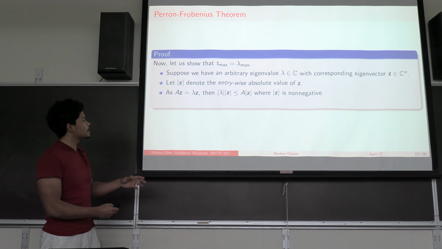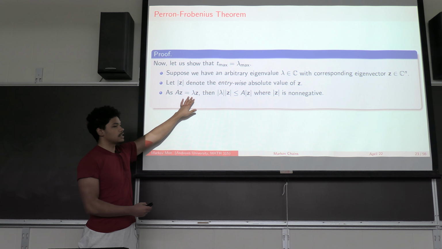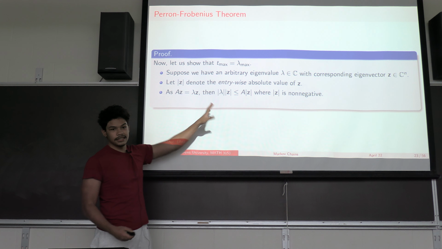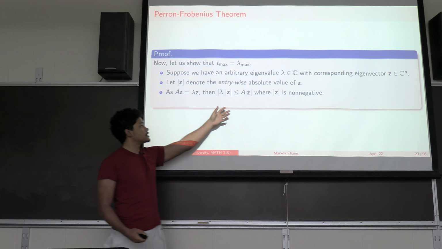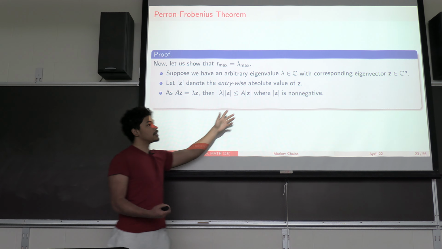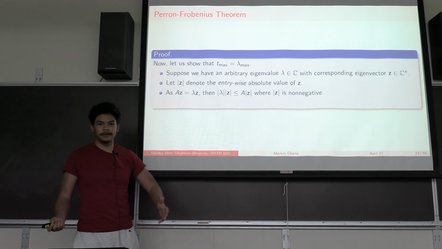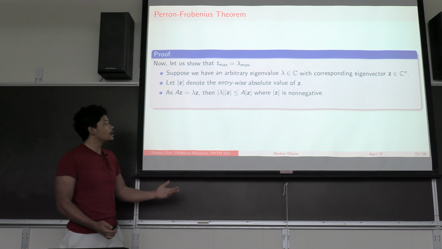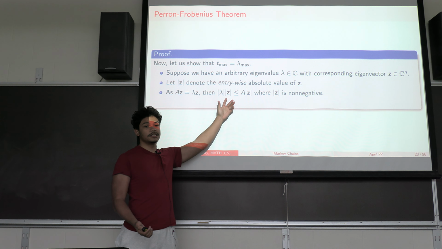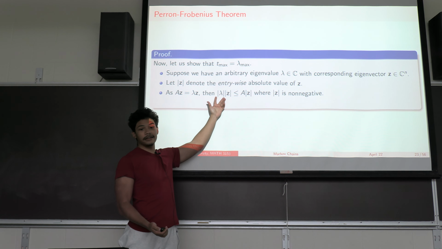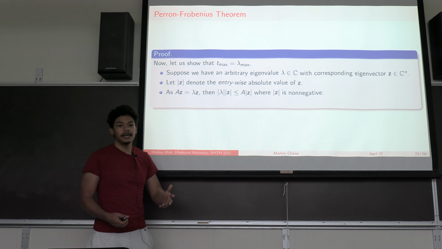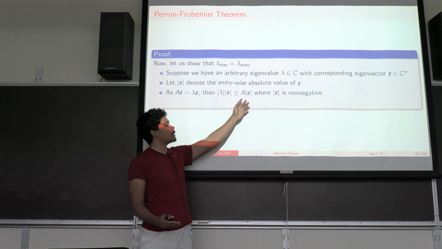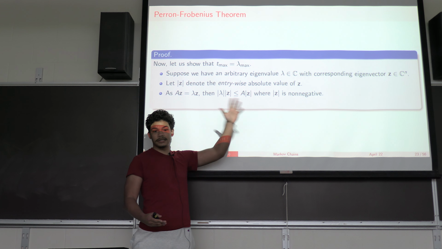What this tells us is that as A times z equals lambda z by definition, if you take the absolute value of both sides, we actually obtain this inequality. Because taking the entry-wise absolute value of A isn't going to change it since it's strictly positive. But it might change our vector z or our eigenvalue lambda, which can result in an inequality potentially. The idea is it'll always at least be bounded above by this. It'll never exceed it, right?